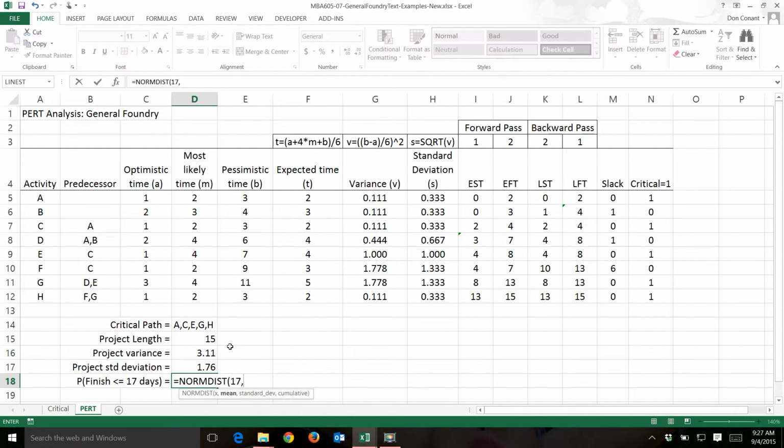We have a mean, and that's the project length in PERT. It asks now for a standard deviation. We've calculated that. And of course, this is a continuous distribution, so we're going to answer true to get the cumulative. Press enter. And there is the probability of finishing in less than or equal to 17 days, 87%.